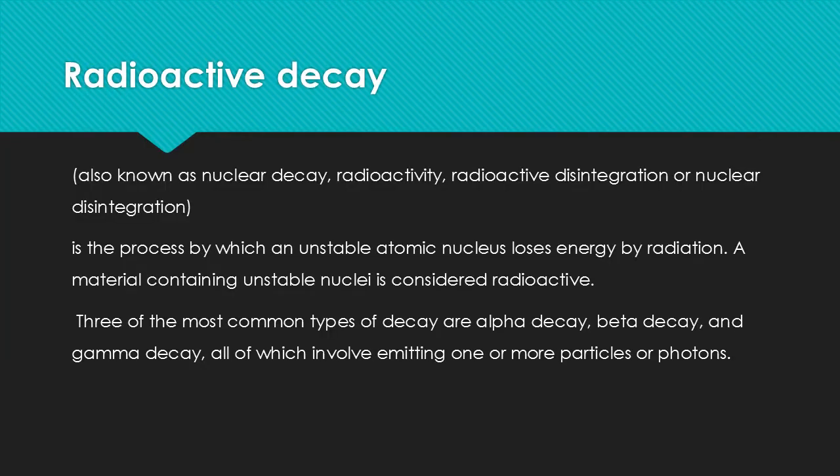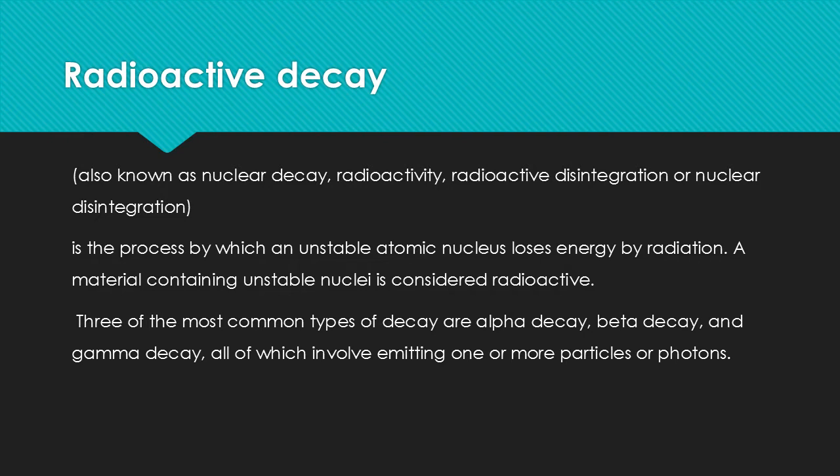Radioactive decay, also known as nuclear decay, radioactivity or nuclear disintegration, is defined as the process by which an unstable atomic nucleus loses energy by radiation. So atoms may be stable or unstable. An unstable atom loses energy by radiation.